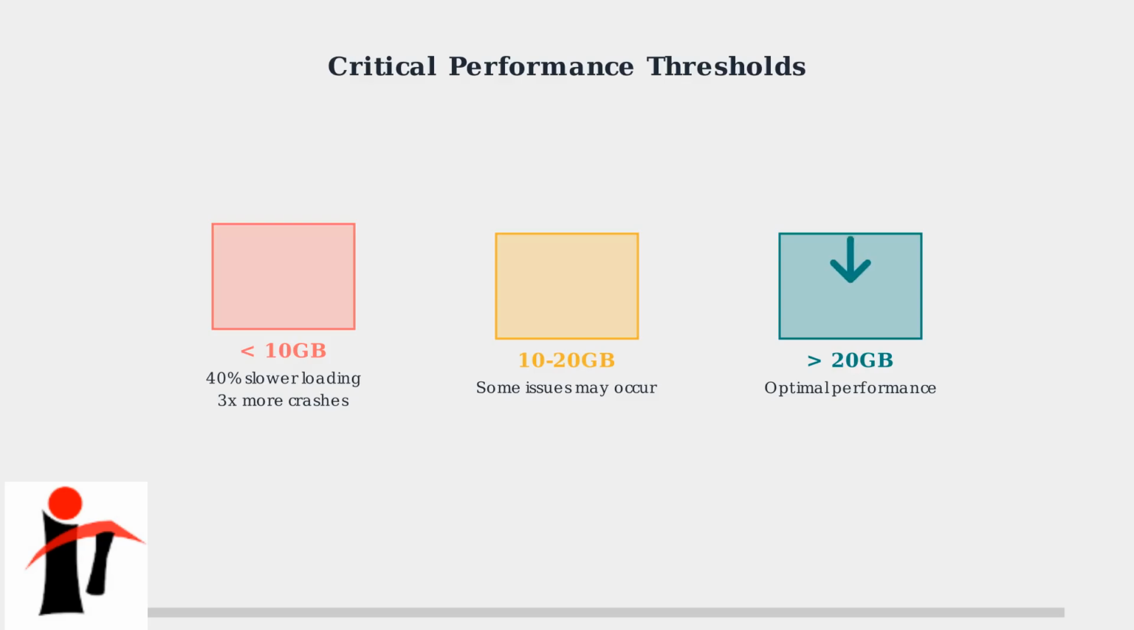Understanding performance thresholds is crucial. When storage drops below 10 gigabytes, your Quest 3 experiences significant performance degradation. Loading times increase by up to 40%, and app crashes become 3 times more frequent. VR analysts recommend maintaining at least 15 to 20% of your total storage as free space. This means keeping 20 to 25 gigabytes free on a 128GB model, or 75 to 100GB free on the 512GB version.